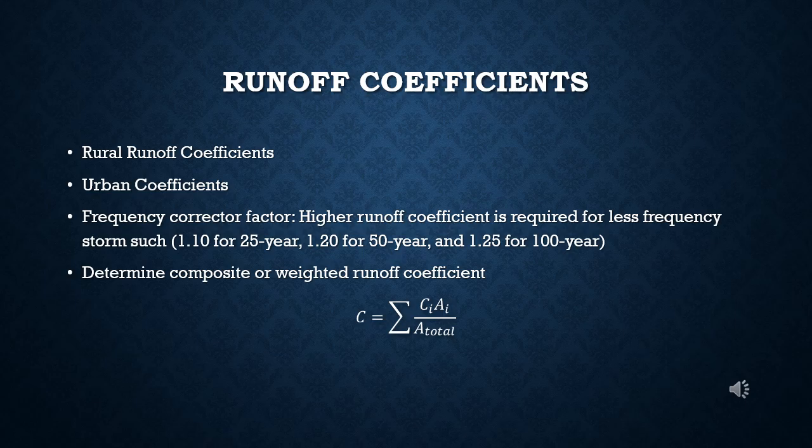And every watershed has a different type of soil, and since they don't contain the same type of soil and land use, we will have to calculate the composite runoff coefficient. It's just the summation of C times A over the total area. That will give you the weighted runoff coefficient.